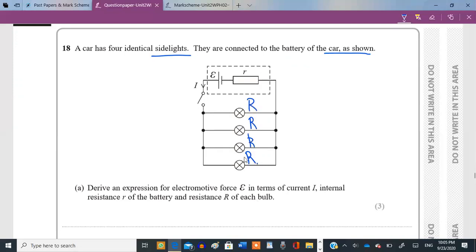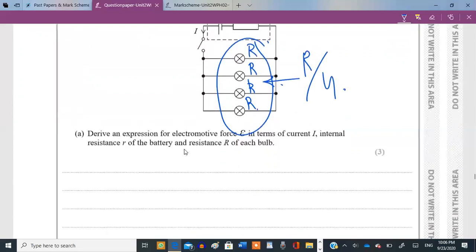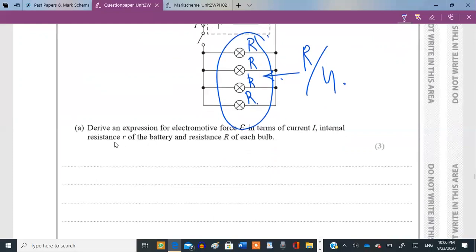What's their total resistance? Well, you've got the 4 bulbs in there. The total resistance is going to be R upon 4 because all of them are in parallel. Correct? Right. Now, if you have the total resistance and you have the current and you have the EMF and you have the internal resistance, you can derive an expression using Kirchhoff's second law. But you have to show these steps. The total resistance of the 4 bulbs is R upon 4.